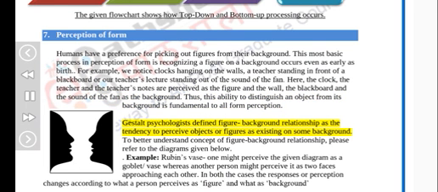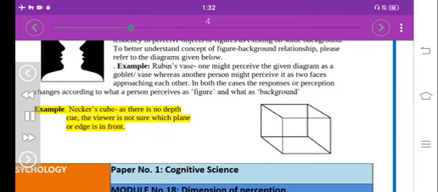Gestalt psychologists define the figure-background relationship as the tendency to perceive objects or figures as existing on some background. To better understand the concept of figure-background relationship, please refer to the diagrams given below. Example: Rubin's vase. One might perceive the given diagram as a goblet vase, whereas another person might perceive it as 2 faces approaching each other. In both cases, the perception changes according to what a person perceives as figure and what is background. Example: Necker's cube. There is no depth cue. The viewer is not sure which plane or edge is in front.